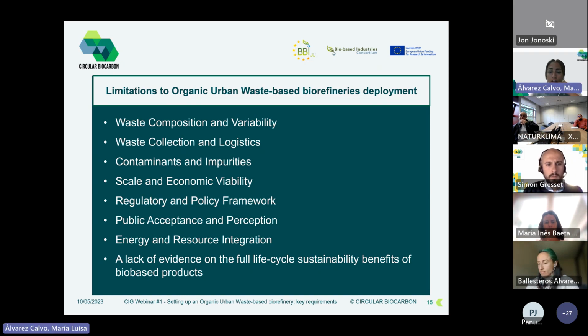Another limitation is the regulatory and policy framework. The deployment of biorefinery involves compliance with various regulatory and policy frameworks related to waste management, environmental impact assessment, and product certification. This regulation can vary across regions and may require additional permits and approvals, increasing the complexity and cost of establishing biorefineries.